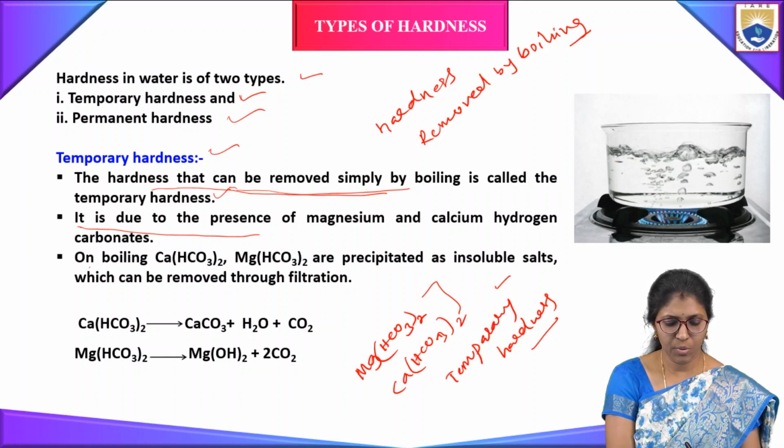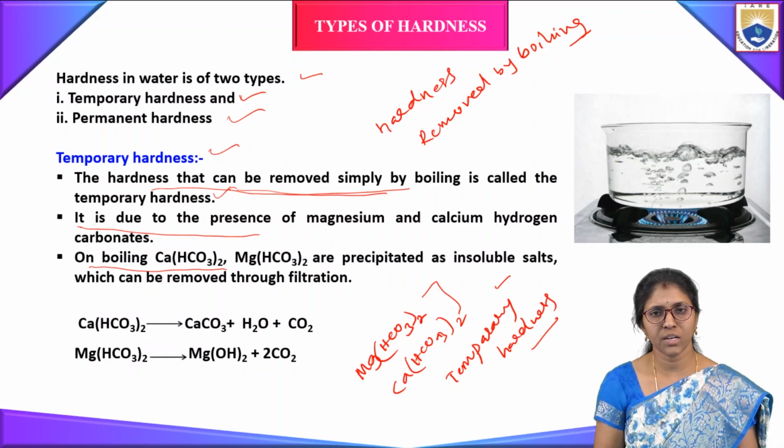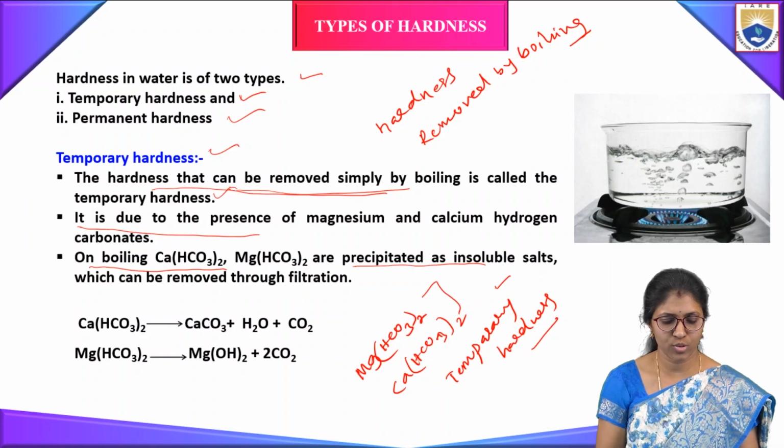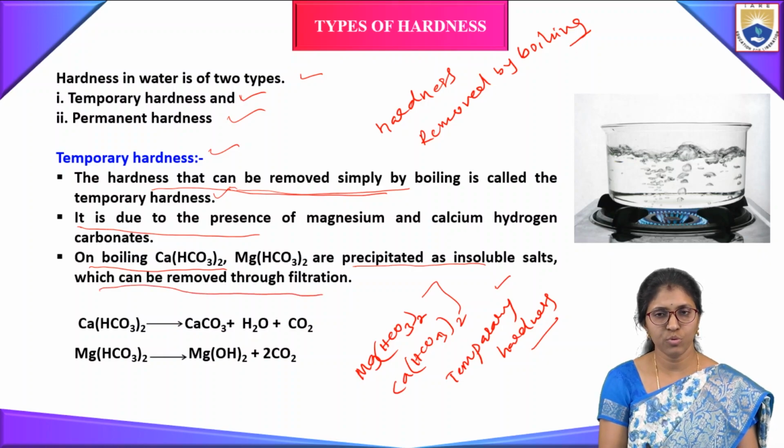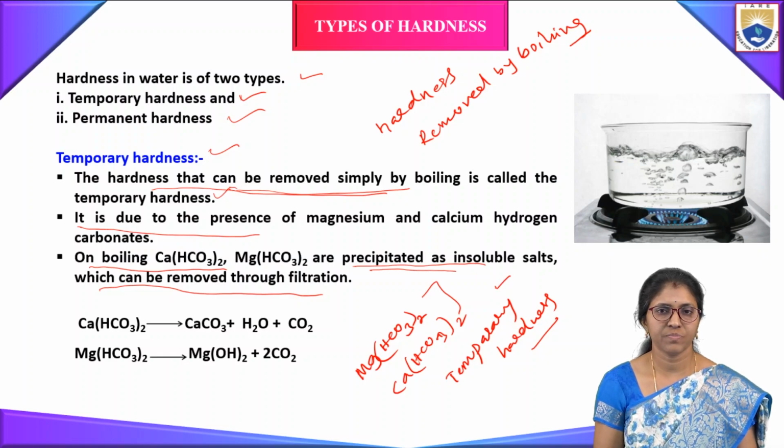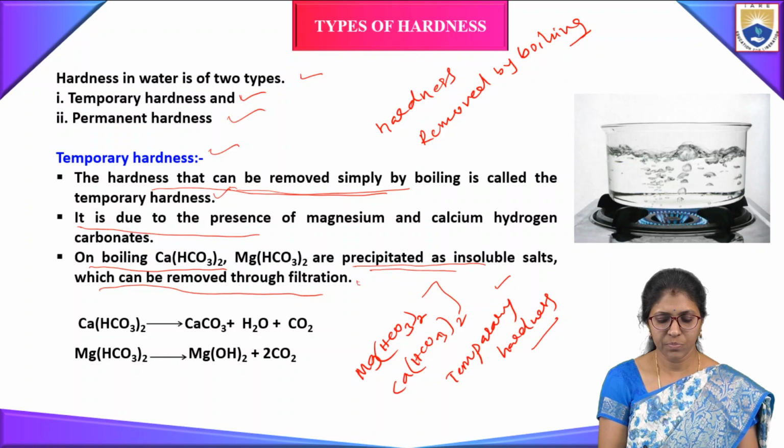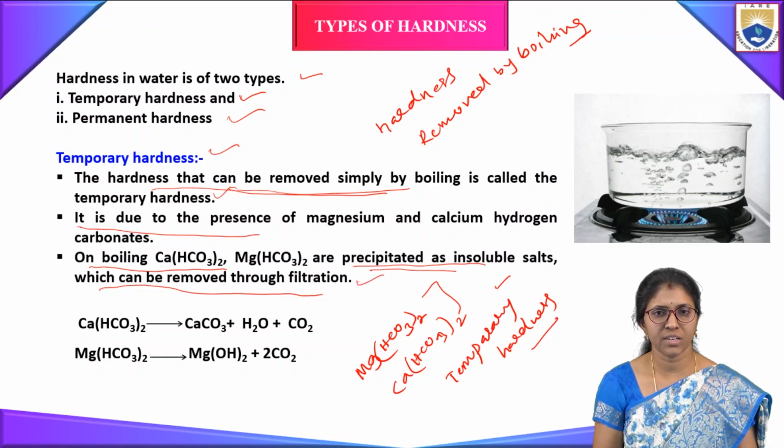Here, on boiling, calcium bicarbonate and magnesium bicarbonate are precipitated as insoluble salts, which can be removed through simple filtration.